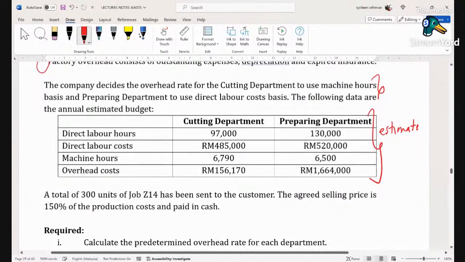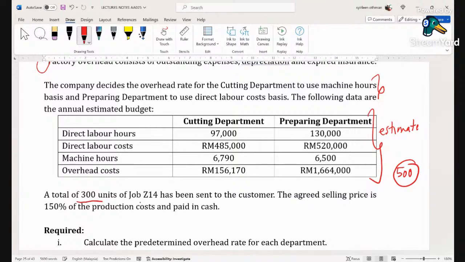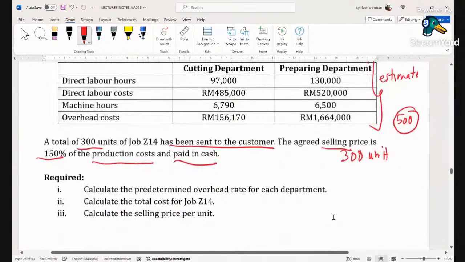Okay, so daripada 500 yang kita produce, we are producing 500 units. Okay, hanya 300 unit saja job Z14 yang akan dihantar kepada customer. That means your sales will be based on 300 units only. Okay, and selling price dia bagi dekat sini ialah 150% of the production cost and paid in cash. Okay, alright, so that is for the selling price. Okay, dia nak kira POR. Lepas tu suruh kira total cost for job.